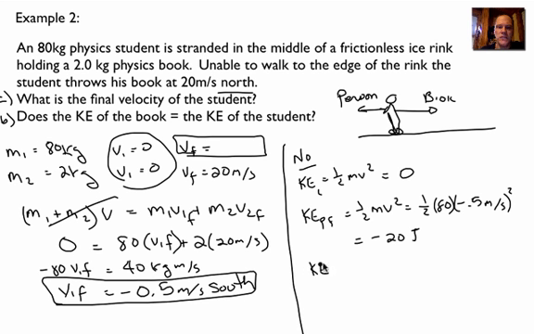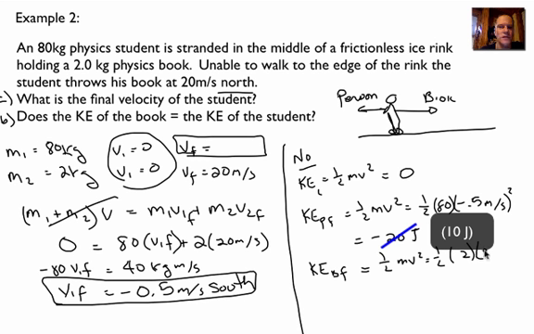And the kinetic energy of the book final is equal to 1/2 mv squared, which is 1/2 of 2 times the velocity of the book, 20, squared. So 1/2 of 2 is 1, and 20 squared is 400, so that's a positive 400 joules. So before collision you have 0, and on the other side you've got 400 plus 20, so those don't equal each other. So conservation of kinetic energy does not hold.